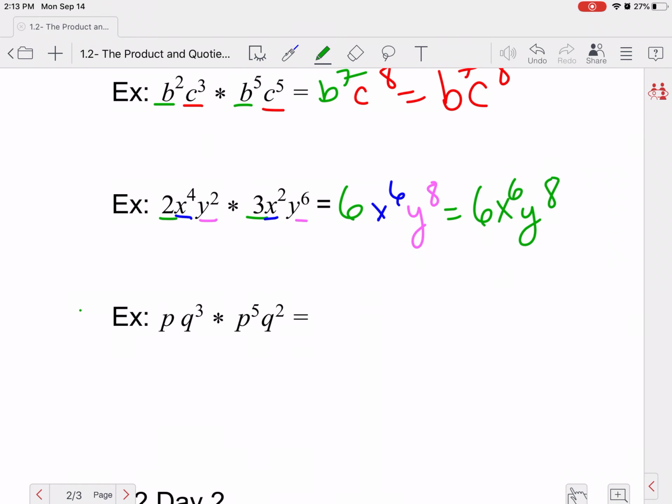Go ahead and try this one. Remember, we have a 1 here for an exponent, so p to the 1 times p to the 5 would be p to the 6th. And then q to the 3rd times q squared would be q to the 5th, because 3 plus 2 is 5. And again, we just kept the same base all the way through.